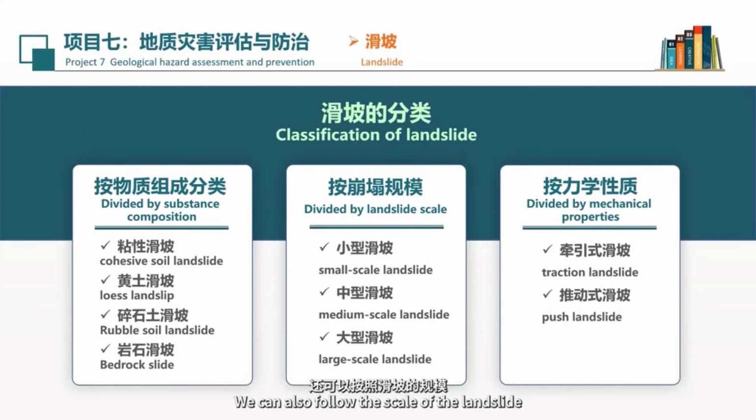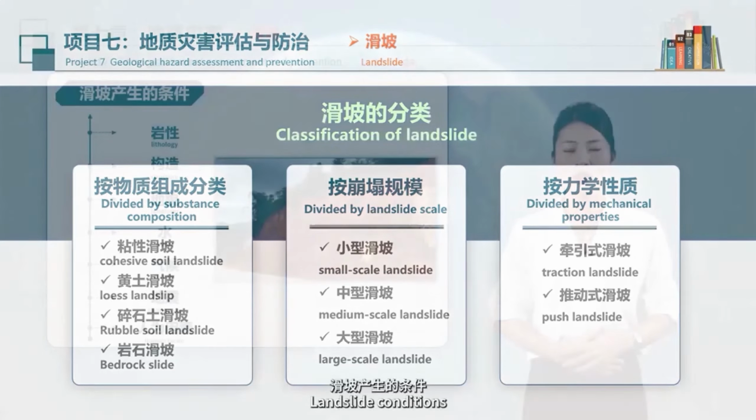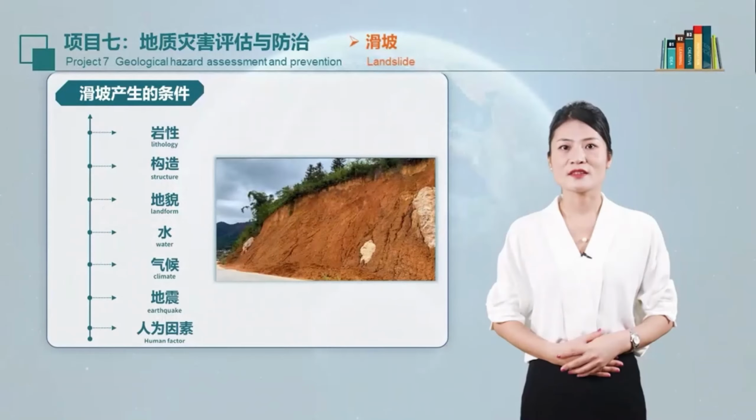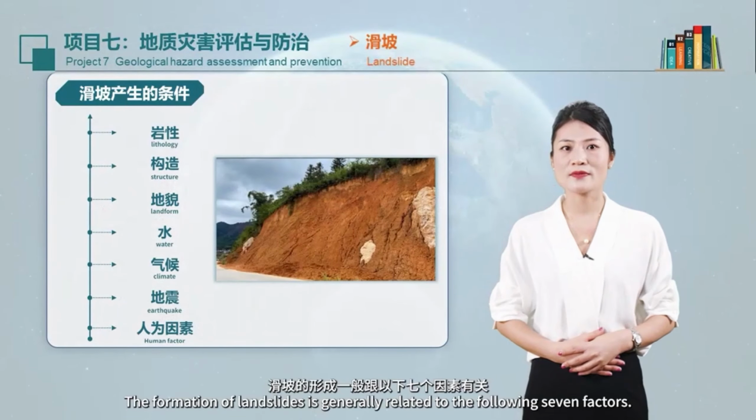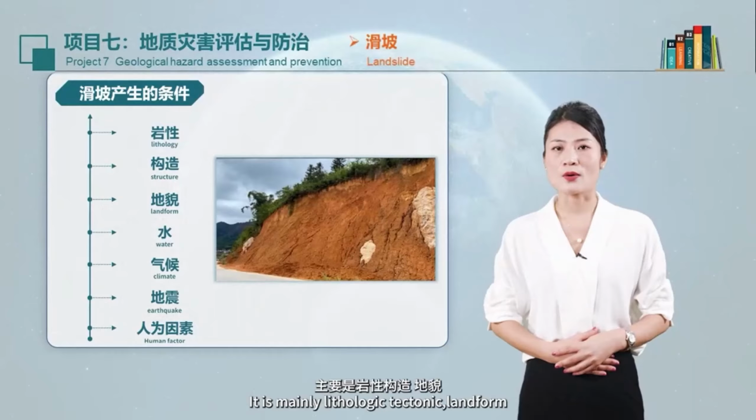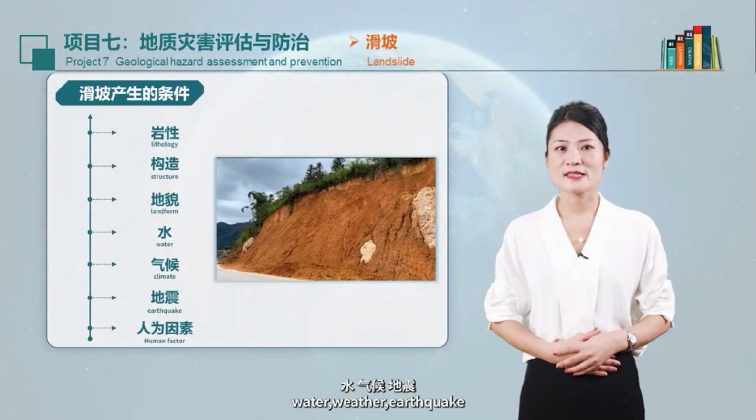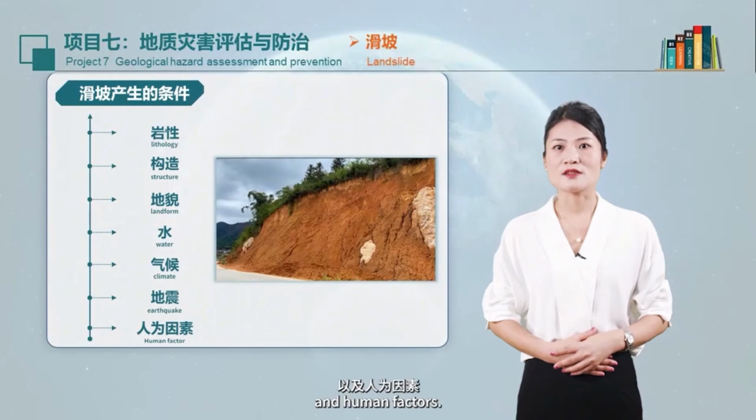We can also follow the scale of the landslide and divide them into small-scale landslide, medium-scale landslide, and large-scale landslide. We can also classify them based on mechanical properties, divided into traction landslide and push landslide. Landslide conditions. The formation of landslides is generally related to the following factors. They are mainly lithology, tectonics, landform, water, weather, earthquake, and human factors.